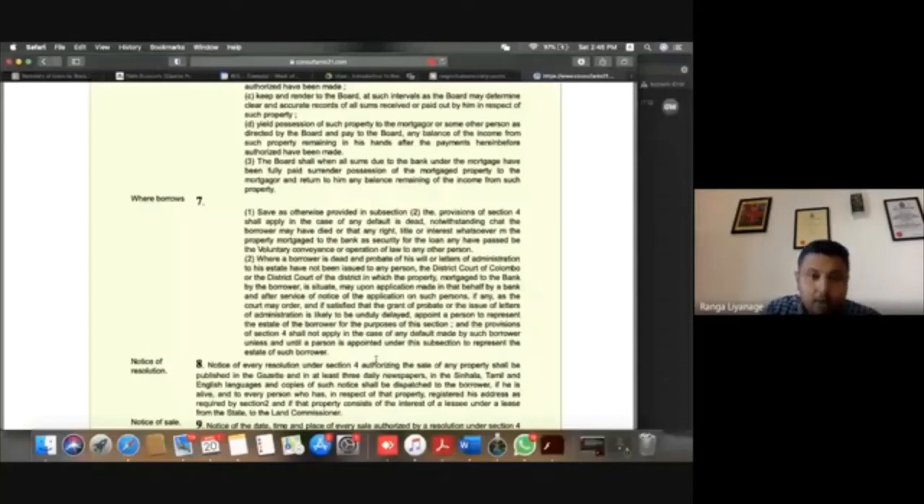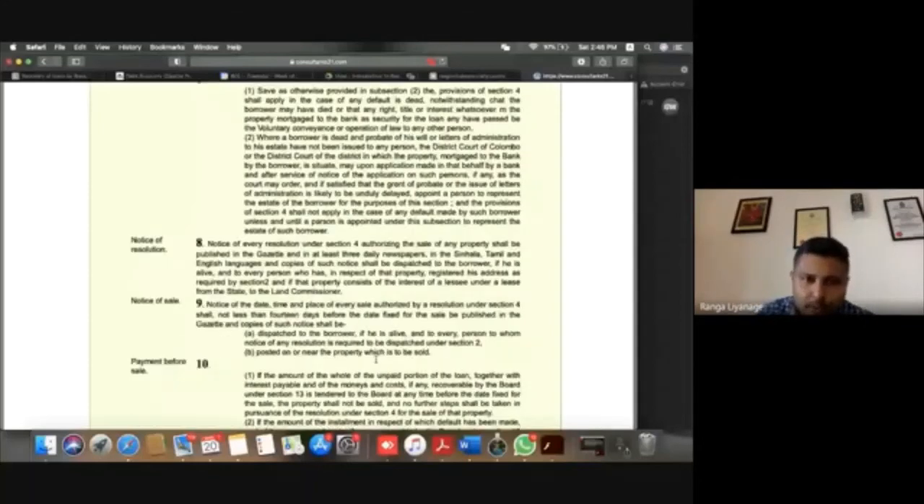Then we go to section 8. I'm telling you these are important areas because I'm going to give some other case laws. Notice of every resolution under section 4 authorizing the sale of any property shall be published in the Gazette and in at least 3 daily newspapers in Sinhala, Tamil, and English, and shall be dispatched to the borrower if he is alive and to every person who has registered his address in respect of that property.